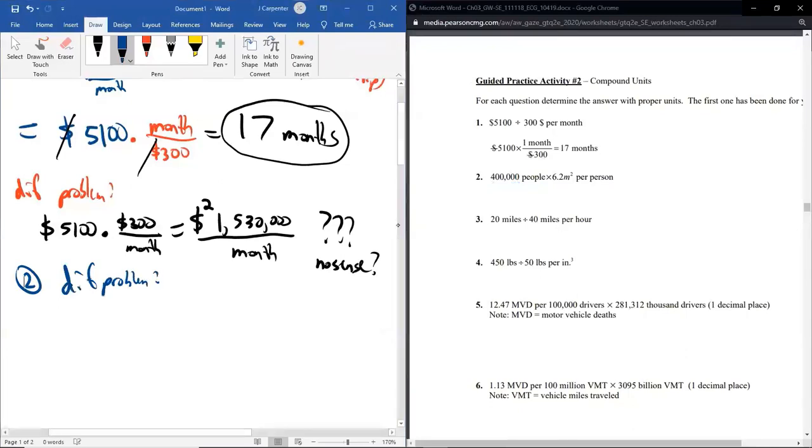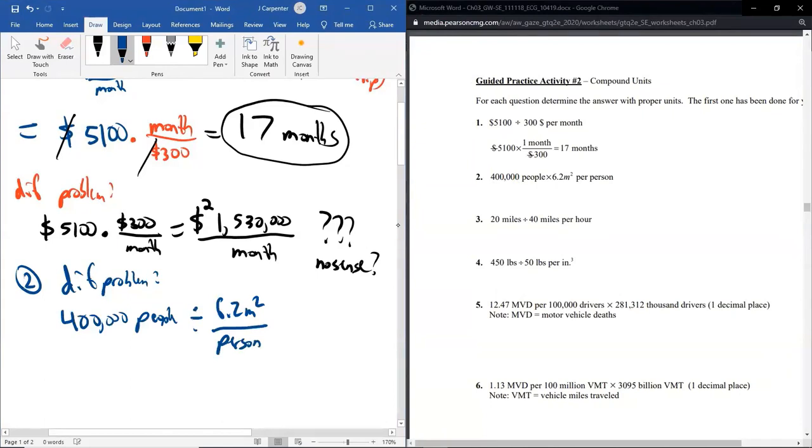Let's just say again, I gave you a word problem that said you have 400,000 people, and this city or state or whatever on average has 6.2 meters squared per person. And I say, how much space do you need for all these people? Something like that. So all I give you is those two numbers, and you think maybe I'm just going to divide them. So I take 400,000 people, and then I divide by 6.2 meters squared per, so bottom, person.